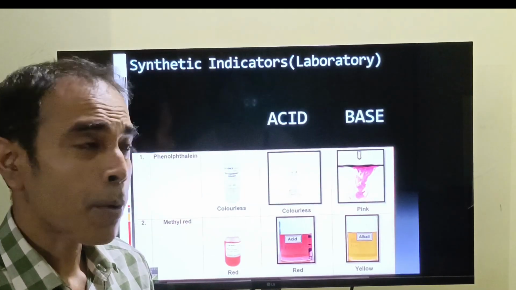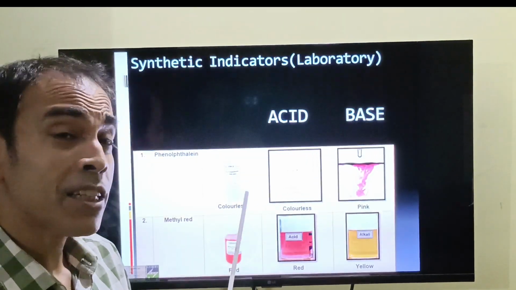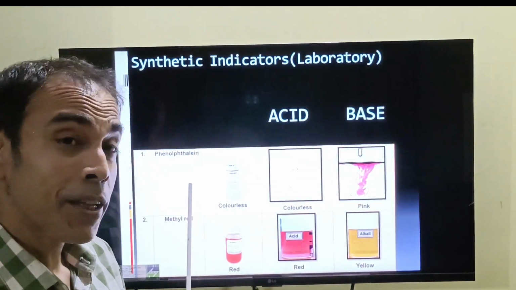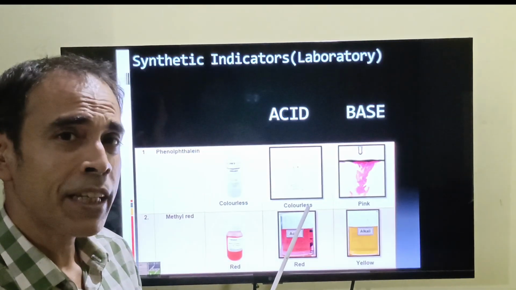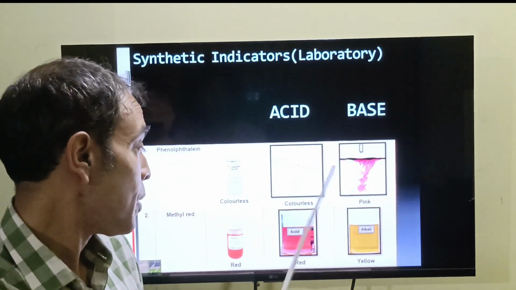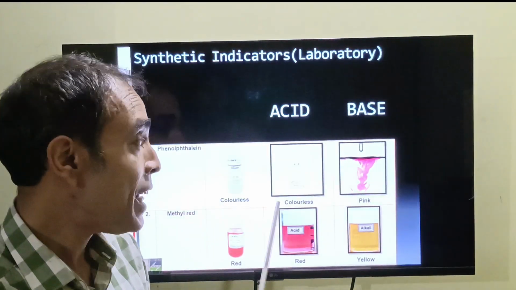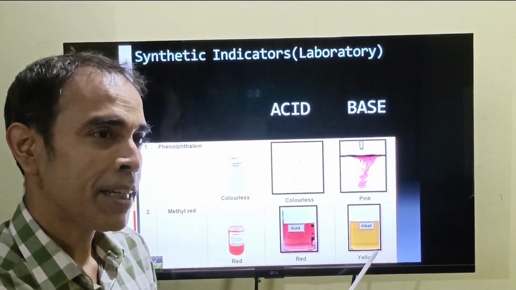The second type we talk about is the synthetic indicator, which is synthesized in the laboratory. The two synthetic indicators are phenolphthalein and methyl red. With phenolphthalein, in acidic solution it remains colorless, whereas in basic solution it turns pink. With methyl red, in acidic solution it turns red, and in basic solution it turns yellow.